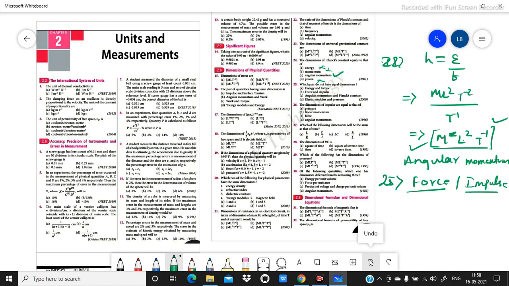Angular momentum and Planck's constant, we have now discussed, have the same dimension. Elastic modulus and pressure also have the same dimension. So you have to know all these dimensions, then only you will be able to solve this type of question.